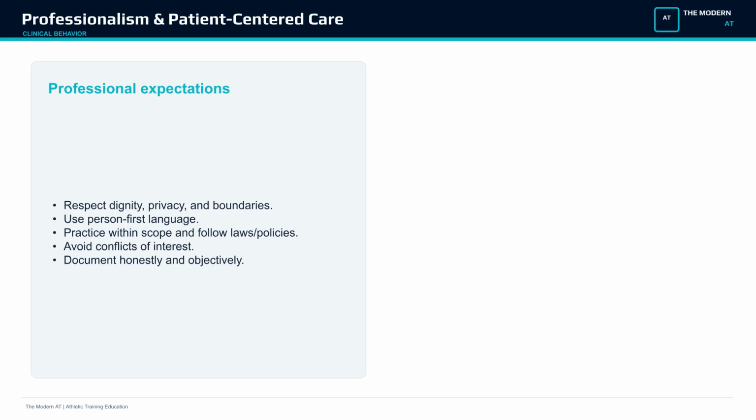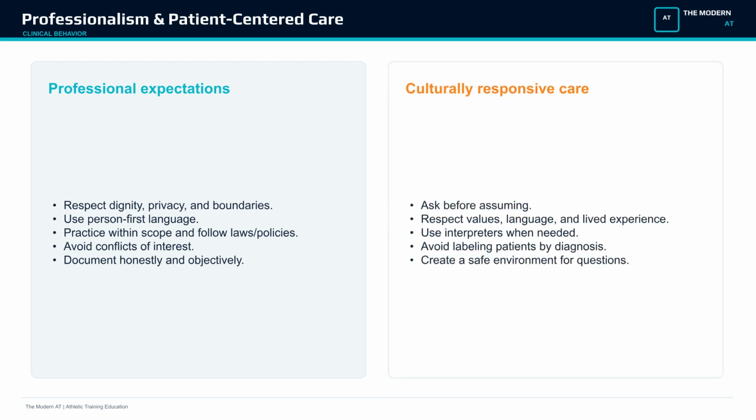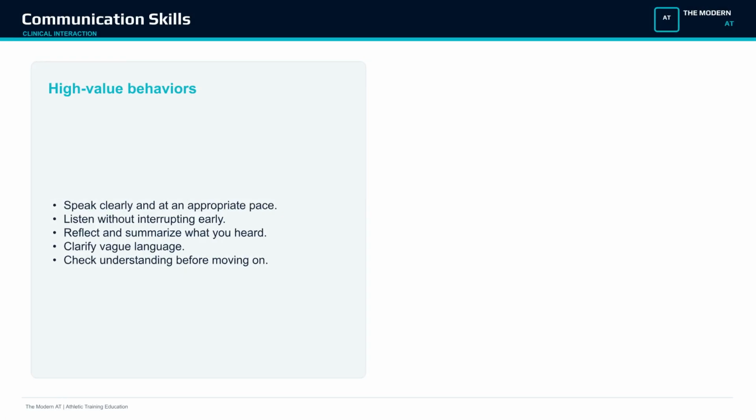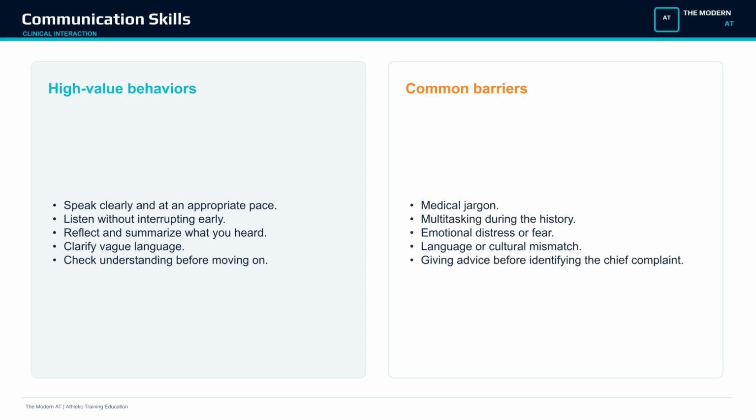Professionalism requires respecting dignity, privacy, and practicing within your scope. Culturally responsive care means asking before assuming, respecting values, and avoiding labeling patients by diagnosis. High-value communication behaviors include listening without interrupting, reflecting, and summarizing what you heard. Avoid common barriers like medical jargon or giving advice before identifying the chief complaint.